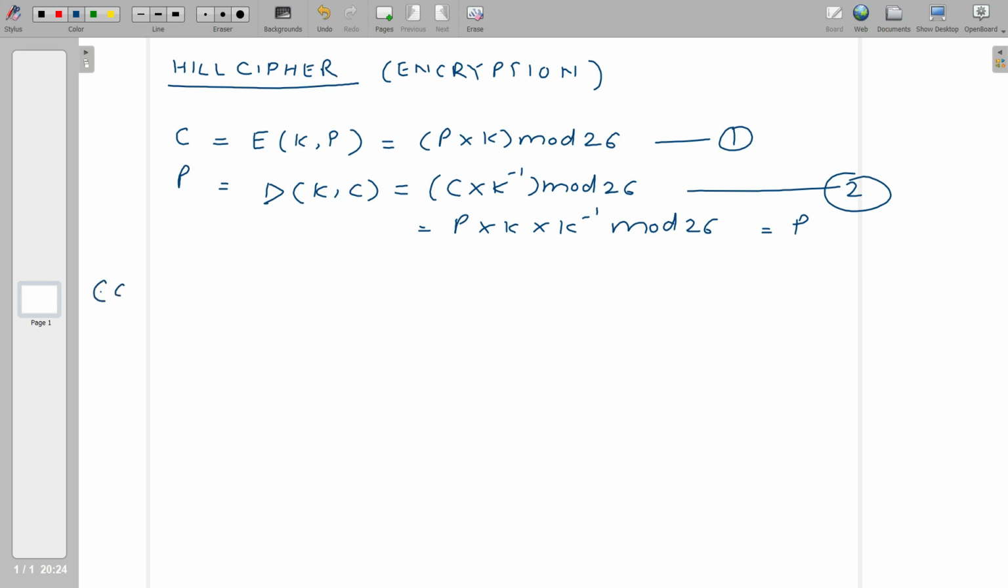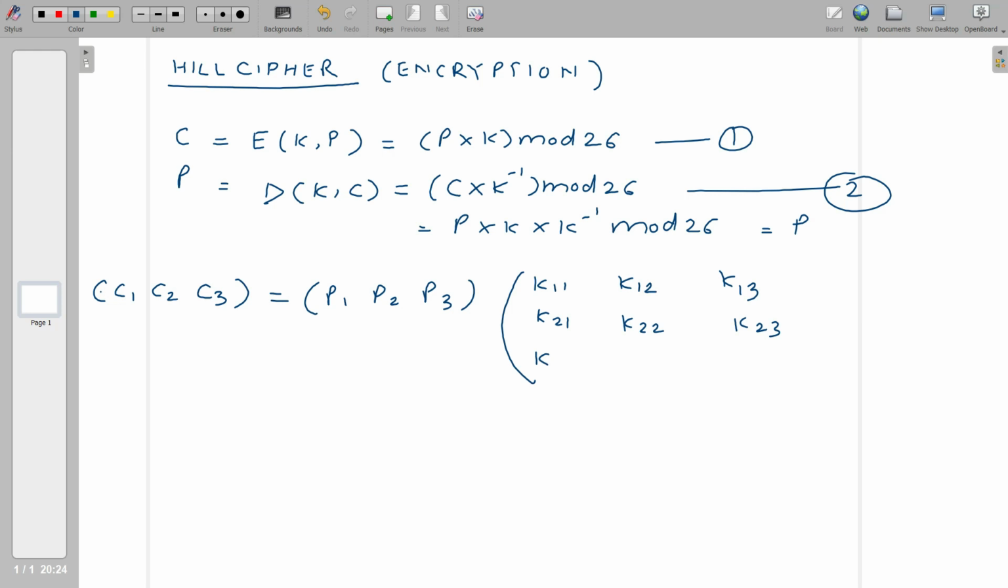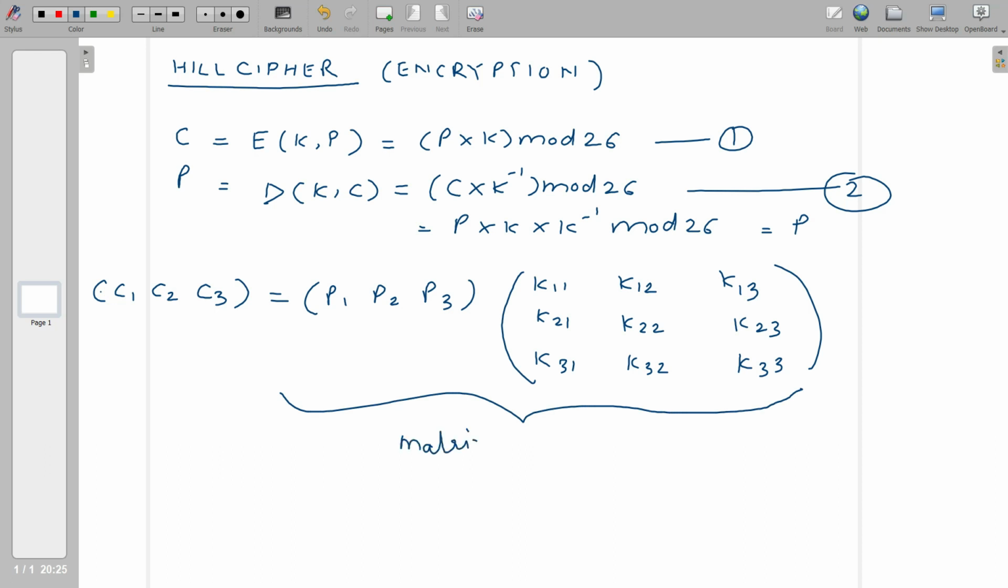Let's say C1, C2, C3 are ciphertext letters. These ciphertext letters can be formed from P1, P2, P3, which are plain text letters, and the key K11, K12, K13, K21, K22, K23, K31, K32 and K33. So this is matrix multiplication. How are we going to get the ciphertext? We are going to get the ciphertext using matrix multiplication.